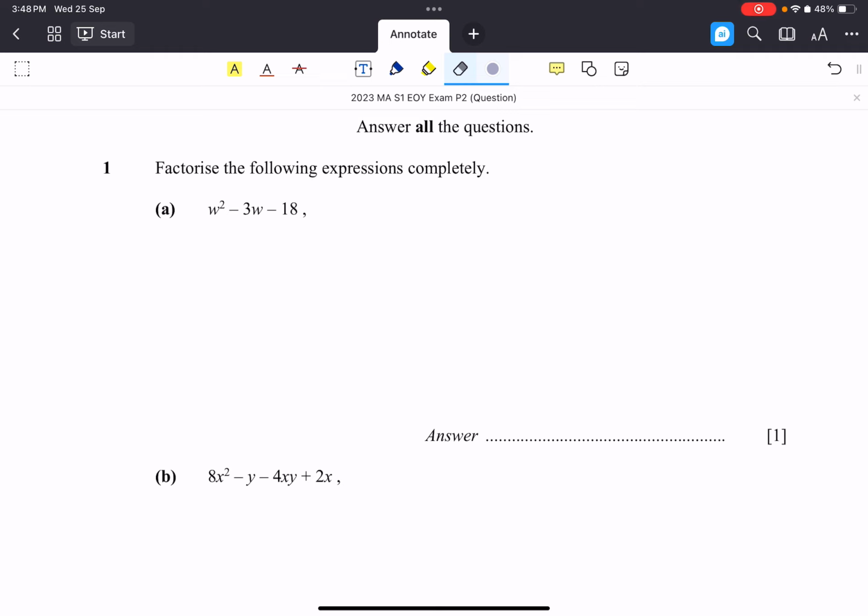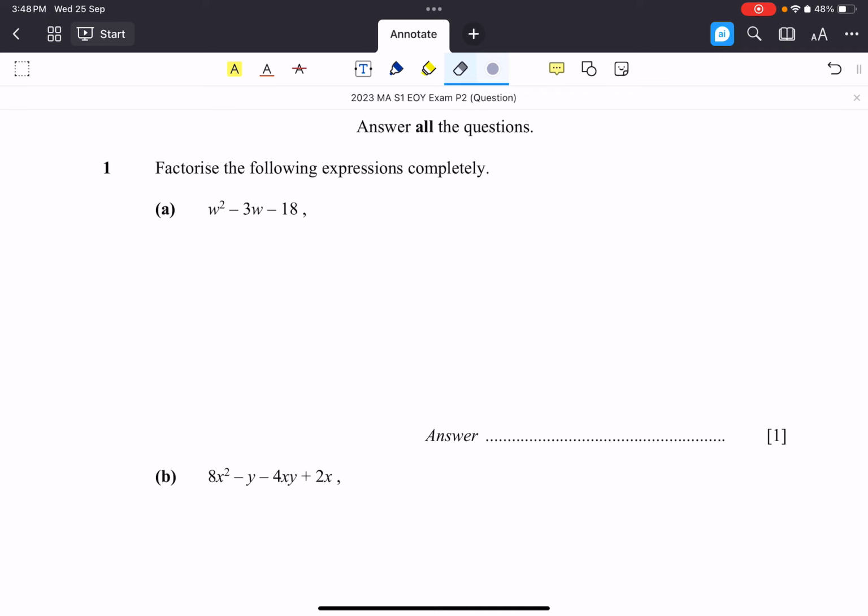Hello, students. So, yep, this is the 2023 paper 2. As promised, this is my suggested solutions for you. You should have already completed this paper. So, let's go through together. And of course, do your corrections and learn from any mistakes that you made so that you are well prepared for your end of year examination.